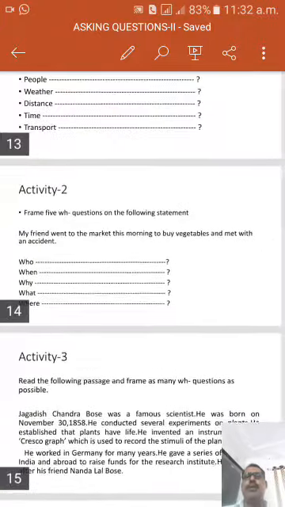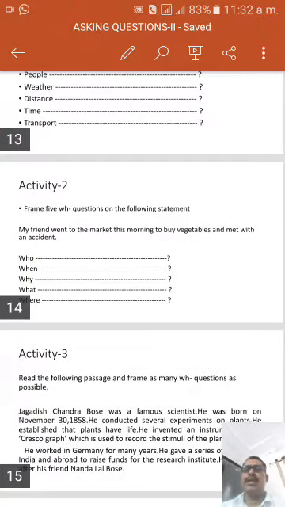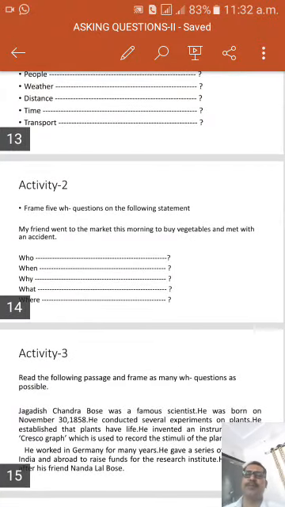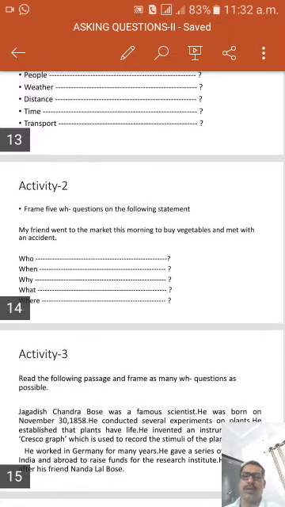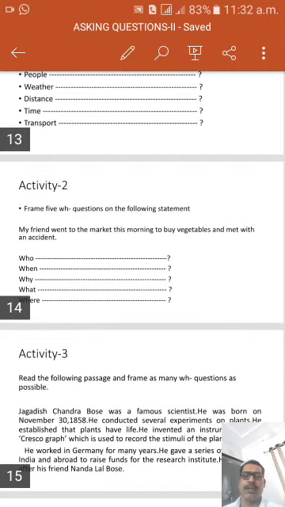Next, in activity 2, one statement is given. So you have to read that statement and frame some WH questions based on that statement.